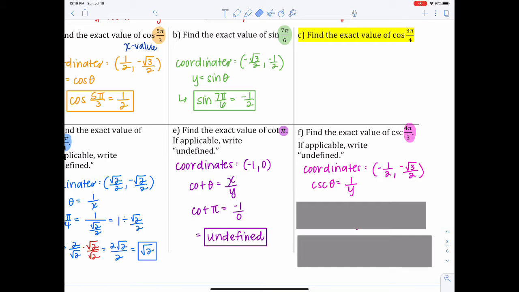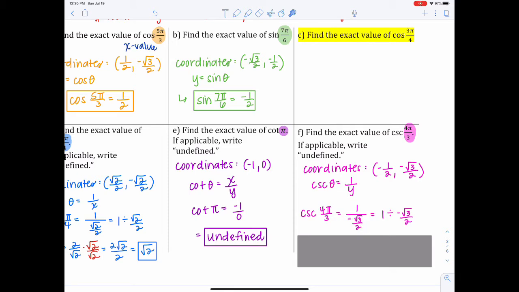So if we take the y value, which is right here, and take the reciprocal of that, that is what we want for our cosecant value. So we have the cosecant of 4 pi over 3 is equal to the reciprocal of our y value, which is 1 over negative square root of 3 over 2.